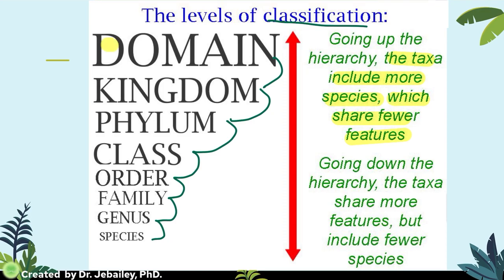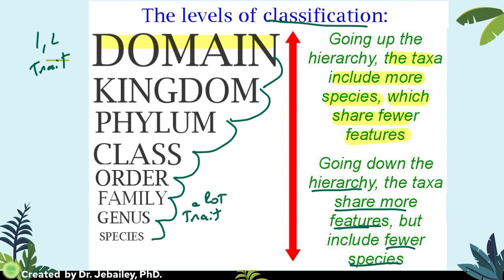That means up here, you have all the species in there, but they might just have, for instance, one or two traits in common. Everything else is different. But as you go down here, they have more features, but less species included. So here on, for example, genus, they have a lot more traits in common, right? But of course, there's going to be fewer organisms in there, right?